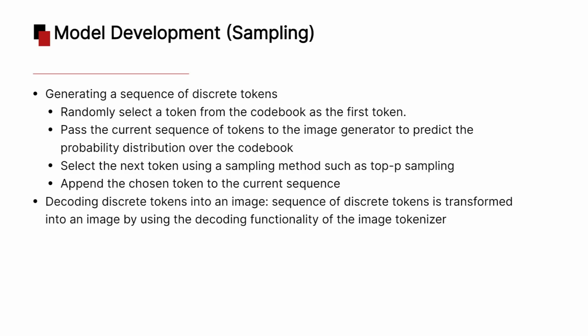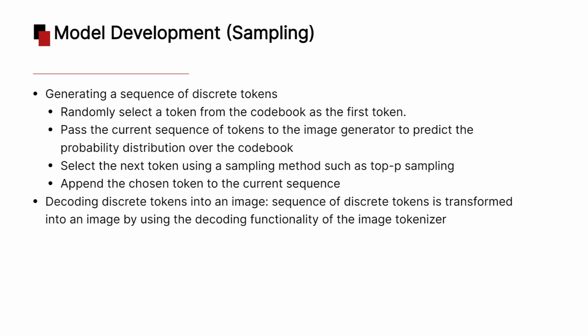We start by randomly selecting a token from the codebook as the first token in the sequence. This codebook is learned during the image tokenizer's training process and contains a finite set of representative visual patterns. From there, we repeatedly pass the current sequence of tokens into our image generator, a decoder-only transformer. This model predicts the probability distribution over the entire codebook for what the next token should be.